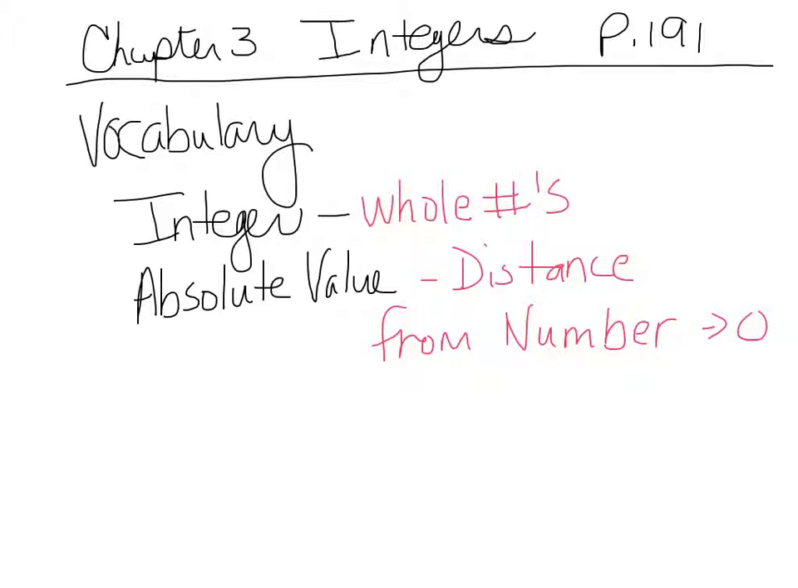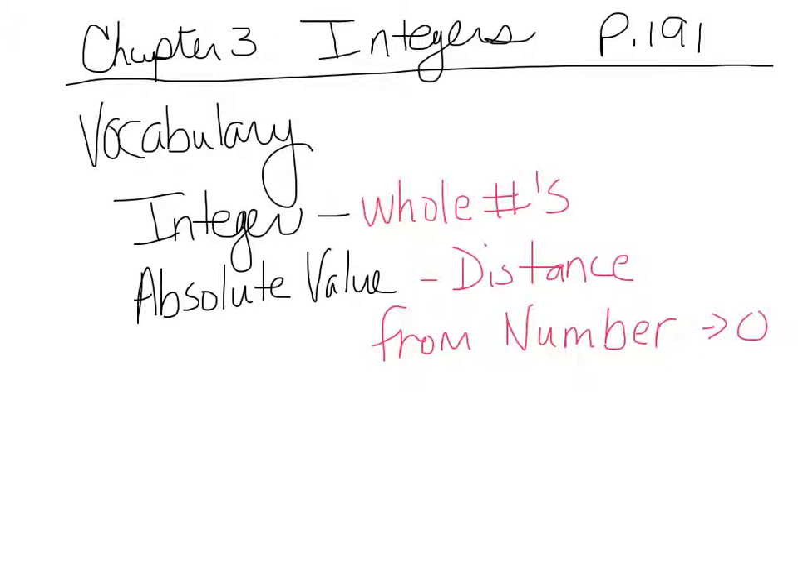Well, I guess the obvious question is, what's an integer? And an integer is a fancy way of saying a whole number. And they can be positive and they can be negative, like -1, 1, 2, -2, and whatever. As long as it's a whole number, it's an integer.